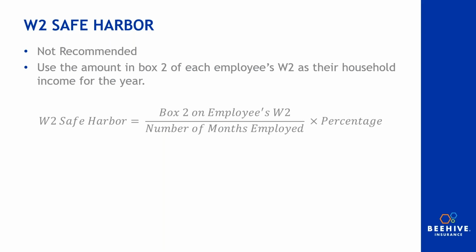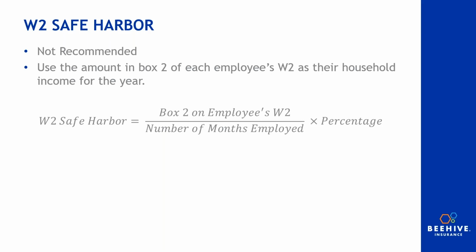The hard part is that number of months employed is rounded up. So if you have an employee who works 1 day in January, it is rounded up, and that is 1 month. Also, if you have an employee who is hired on January 30th and they leave your company on March 1st, even though they only worked for you for 30 days, because they worked in January, February, and March, that is 3 months. That is the really hard part with the W-2 safe harbor.